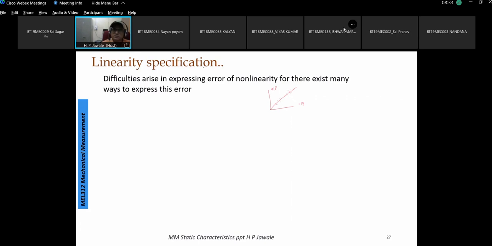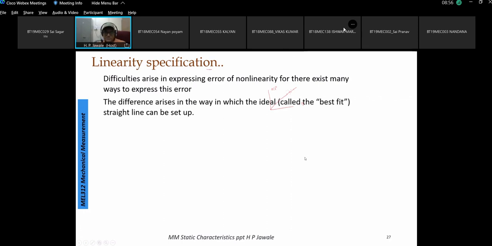So how to consider the linearity of a measurement instrument or measurement system? There are many possible methods of expressing that, and that is the major difficulty. Which one is to be taken as perfect, or which one is taken as a standard one? That is very difficult to know, right? So there are difficulties in expressing the errors, and the difference arises in the way in which the ideal or best fit straight line can be set up.